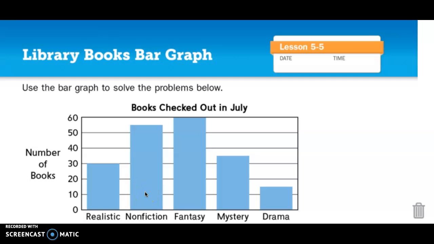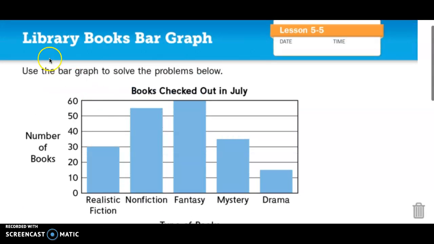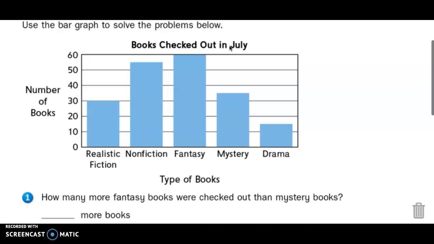All right, and this is 5-5 Math Journal, which again, you do not have a page for, but we're writing on the template. Okay, this is a bar graph review because we have worked with bar graphs before, but we are going to take a look at them again. So this is Library Books bar graph.